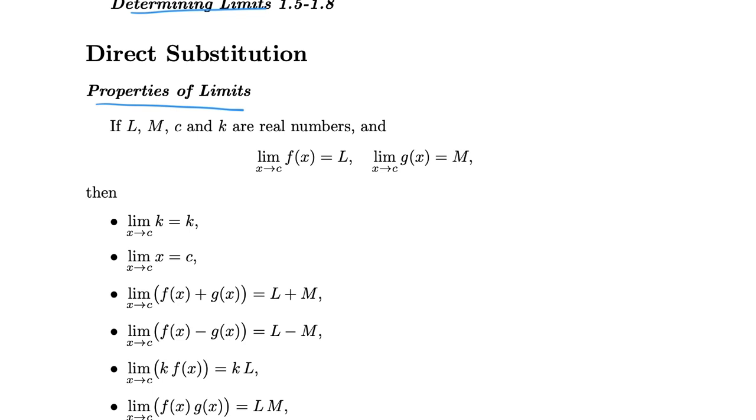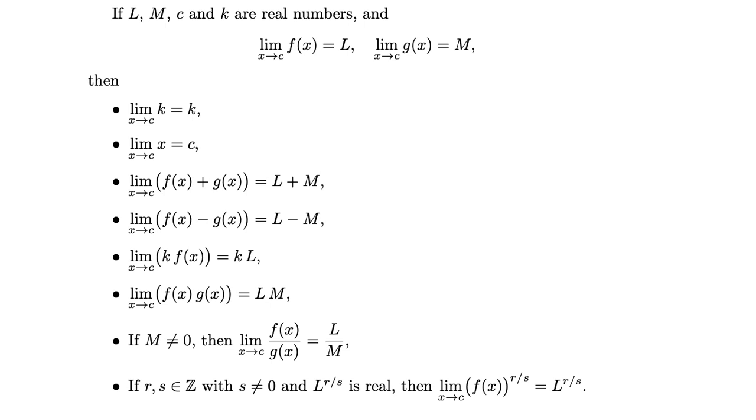So if we take the limit of f as x approaches c to be L and of g to be m, then we have all of the following limits. All of these are true, and all of these are really intuitive. For example, the limit of a constant is a constant, the limit of x as x approaches c is c, the limit of the sum is the sum of the limits, the limit of the difference is the difference of the limits, and if you have a constant, you can pull it out, sort of.